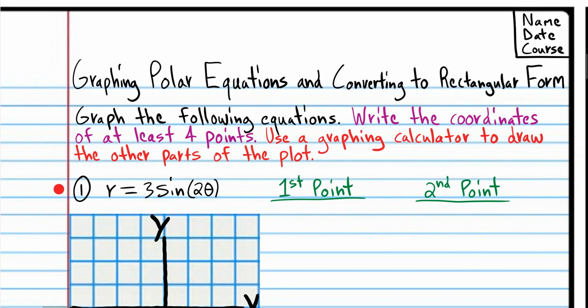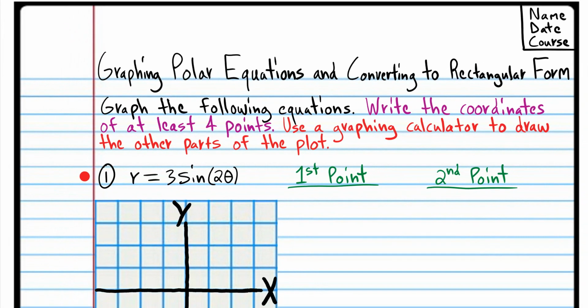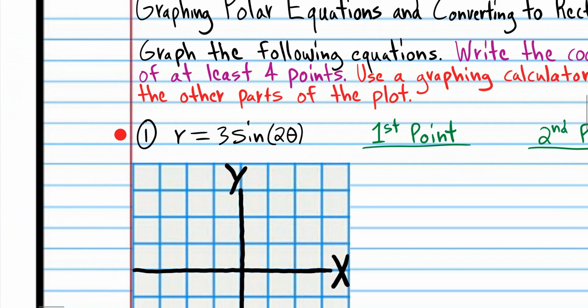In the previous class, we learned how to graph polar coordinates, and we converted between coordinates in polar form and rectangular form, and vice versa. Now we're going to graph polar equations like the one you see here.